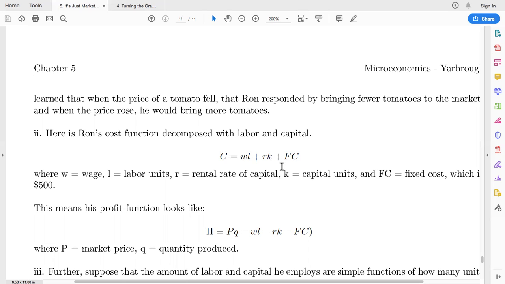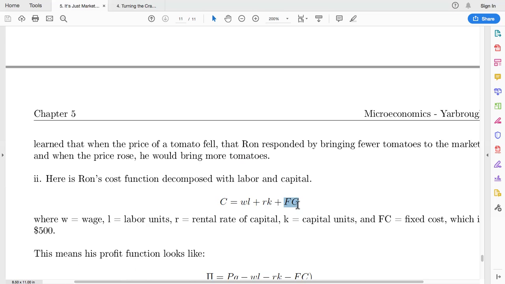Again, this may look a little complicated, but just break it up into its various components. Labor cost, the wages times the amount of labor that he employs, capital cost, the rental rate of capital times the number of units of capital purchased, and then the fixed cost component. Just to keep in mind, fixed cost in this example was $500. But we'll see that factor in just a moment.